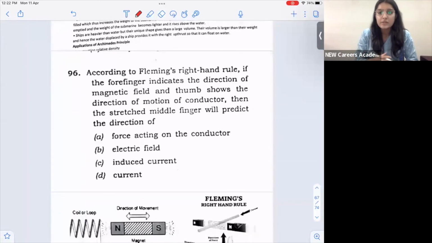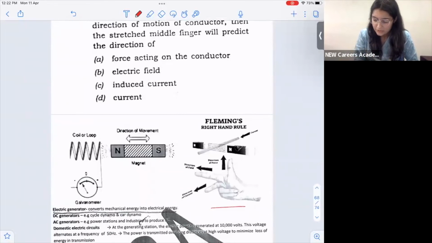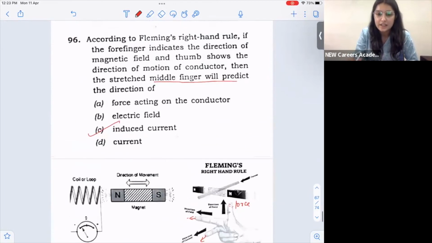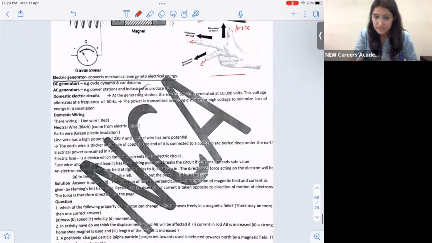96. According to Fleming's right hand rule. This is Fleming's right hand rule, and here they asked what the middle finger indicates. The thumb indicates the direction of force, the index finger indicates the direction of the magnetic field, and the middle finger indicates the direction of induced current, not current, induced current. So option C is the correct answer. This was a direct question.